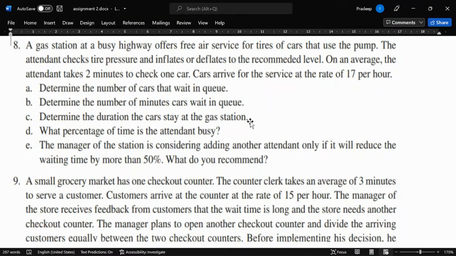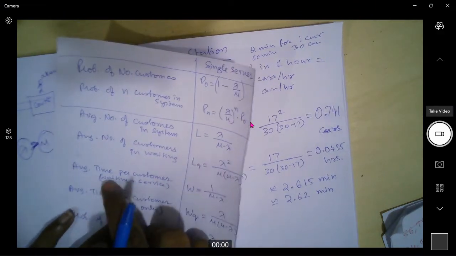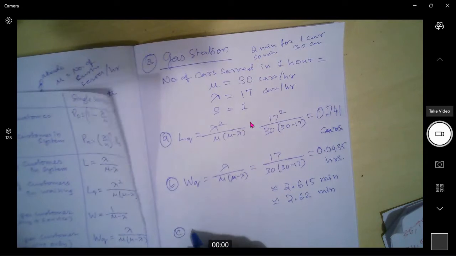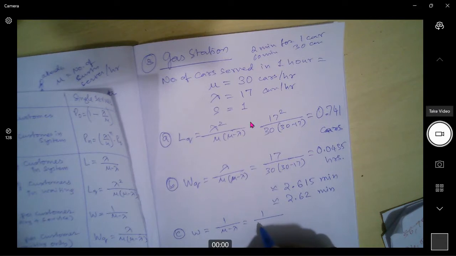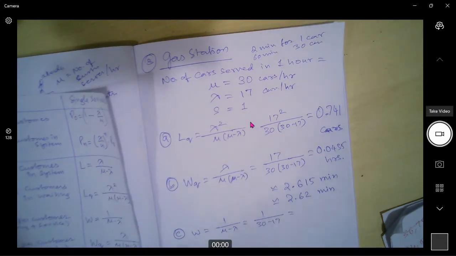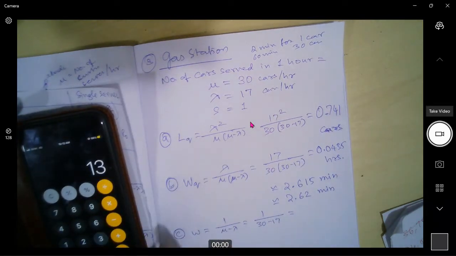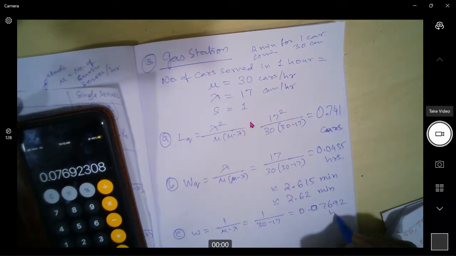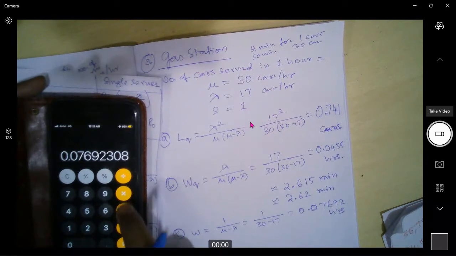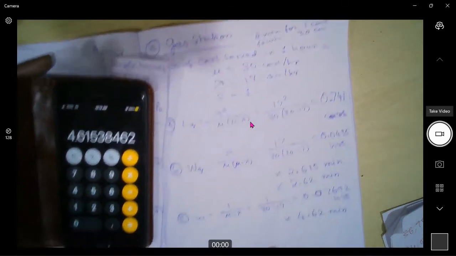C. Determine the duration a car stays at the gas station. So the C part, car stay at the gas station, means you have to find the average time per customer in the system, W. So W is nothing but 1 by mu minus lambda, that is 1 by 30 minus 17, that is 1 divided by 13, which is 0.07692, whatever. This is in hours, so again multiply by 60 to get the time in minutes. That is nothing but 4.62 minutes.